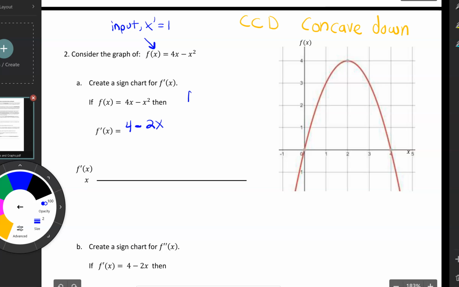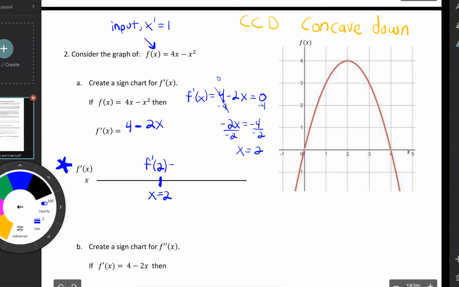Okay, let's find our partition number. Where would this be a 0, or undefined? But it's a polynomial, so we don't have to worry about it, right? So let's go ahead and solve that. Okay, so again, our partition number is 2 here. X equals 2. And we're describing the first derivative on the sign chart. So I'm putting 2 into the first derivative, and I get a height of 0.